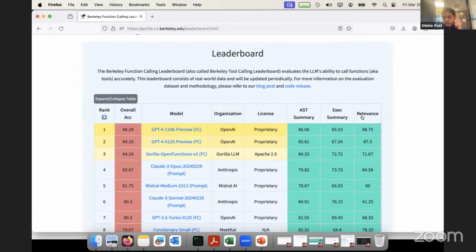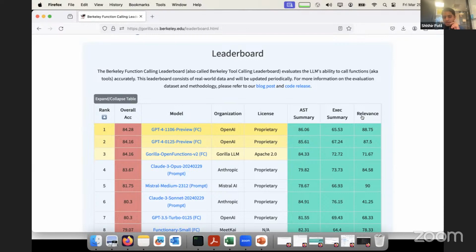Relevance is quite important, actually. If you ask the model, what's the weather in Berkeley, and you give it an add API, the model has to come back and say, I really can't answer your question because you haven't given me the relevant API. It's very hard to get models to say, I don't know. So with relevance, our goal is to also flag this.